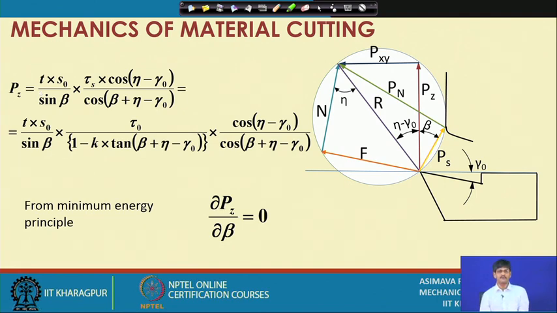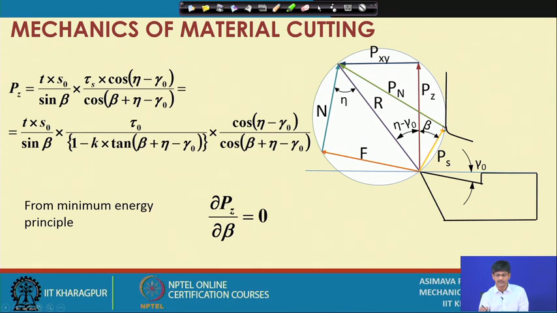For this, we use the minimum energy principle, that is, in order for any process to be carried out, it will always follow the natural process of expending minimum energy to achieve that. So, if the shear plane is creating the shear between lamina of the uncut chip, it is getting sheared off, it will happen in such a way that minimum energy is expended. Otherwise, why should it go for any plane in which more energy is spent?